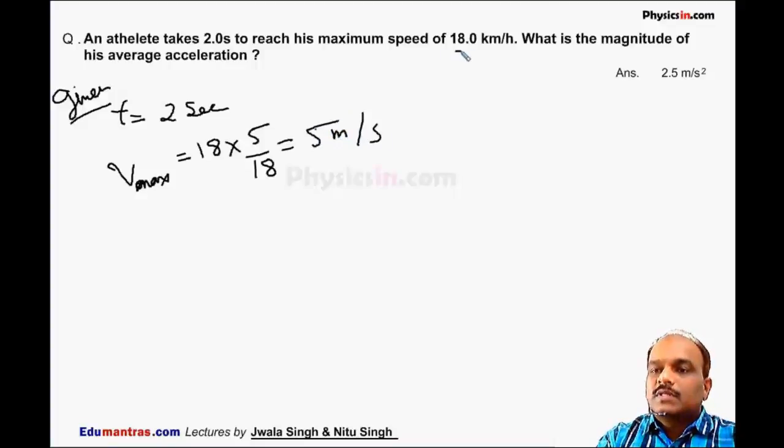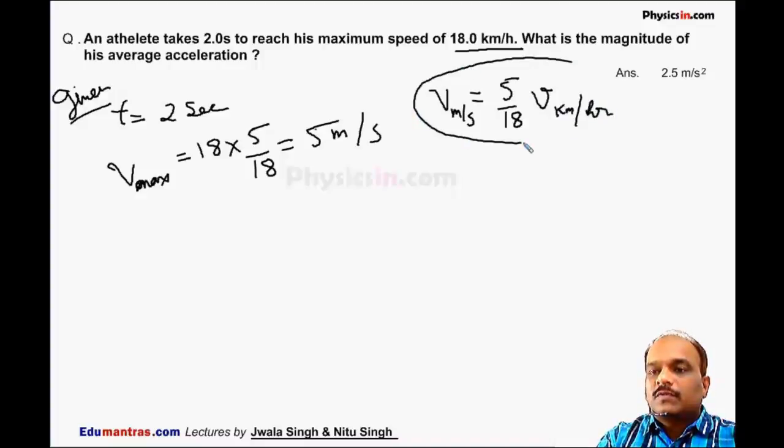Now whenever the speed is given in kilometer per hour, we have to convert it into meter per second. For this conversion, speed in meter per second is equal to 5 by 18 into speed in kilometer per hour. This is the conversion which we usually follow to convert the speed into meter per second when it is given in kilometer per hour. So the maximum speed acquired by the athlete is 5 meter per second in 2 seconds.